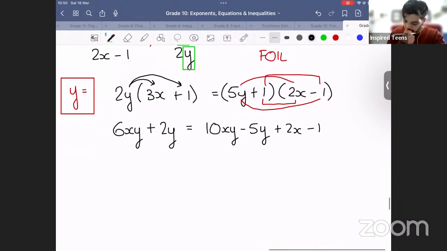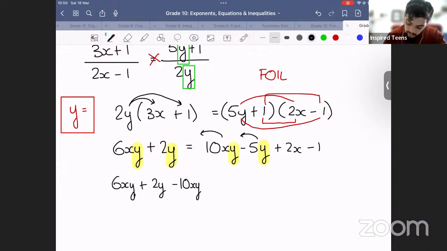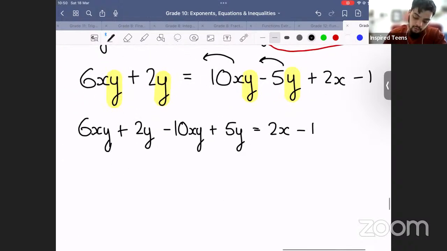Okay, so what you want to do is take all your terms with y, doesn't matter what's attached to them, and take them over to one side. So let's take them over to the left: 6xy plus 2y, minus 10xy plus 5y. This is going to be equal to whatever's left, 2x minus 1. So I've grouped all my terms with y.